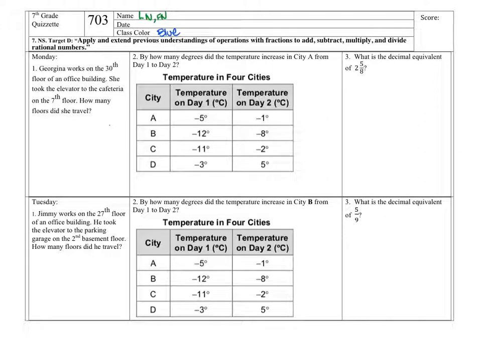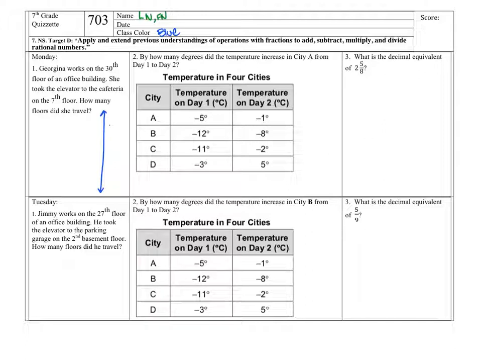So one of your SMPs, I don't know if you're familiar with it, is Model with Mathematics. It's SMP 4. It's a strategy in math on how to solve a problem. So SMP 4 says model with your math. In other words, just draw a picture. I like to draw pictures whenever I can. I'm not an artist, but pictures just make it somewhat easier.